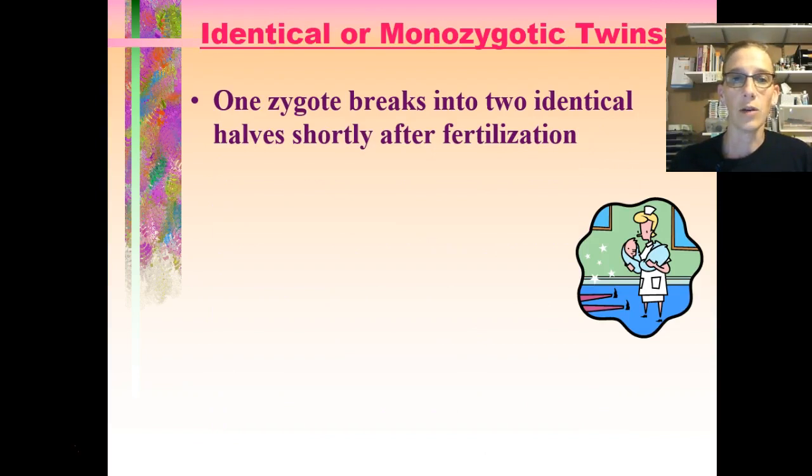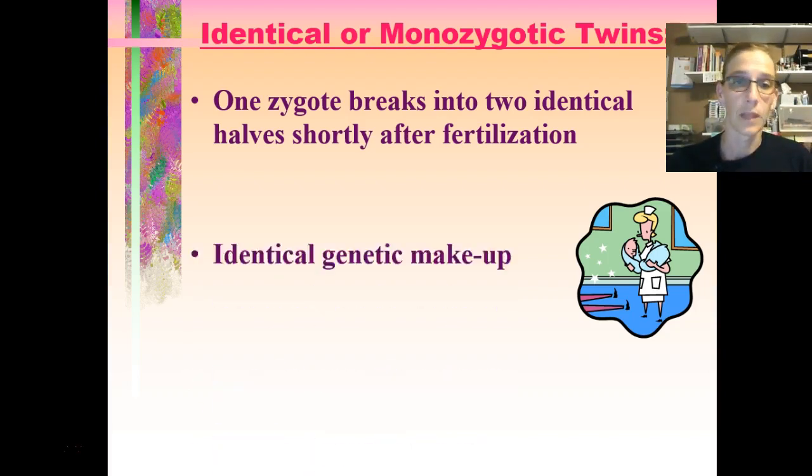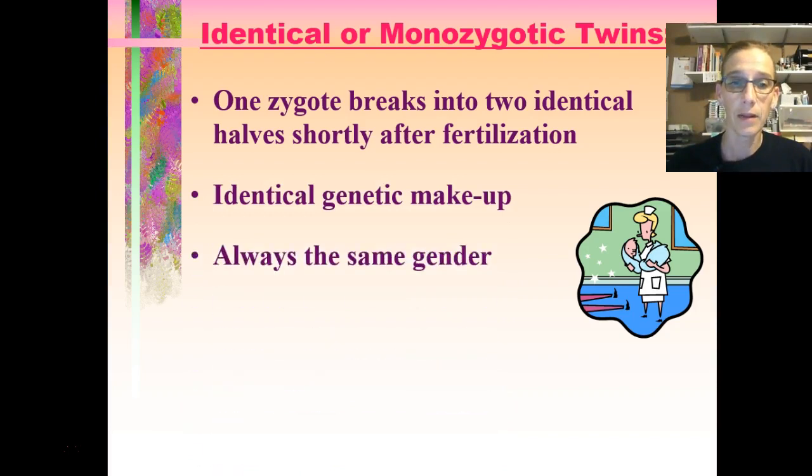All right, one zygote in your identical or monozygotic twins. Hopefully you remember mono is 1, zygote. We talked about a zygote earlier in class today. When one zygote breaks into 2 identical halves shortly after fertilization. All right, they have identical genetic makeup. They are always the same gender. I just love when people get that question and they have boy-girl twins and people say, are they identical? No, they're not identical. One's a boy and one's a girl. Okay.